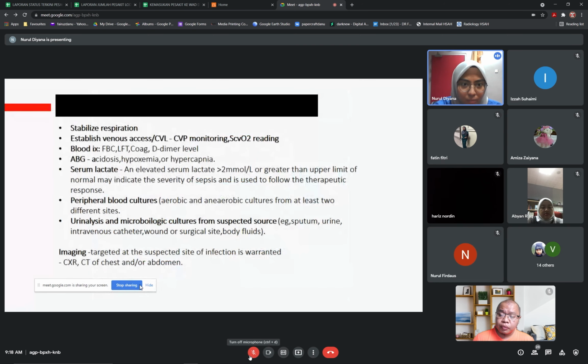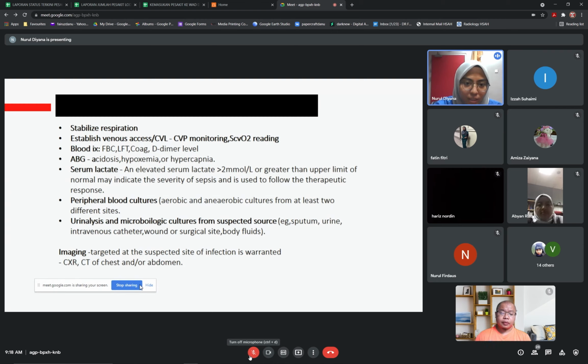So other measures are we need to stabilize the respiration, establish venous access through the CVL, then monitor the CVP or central venous oxygen saturation, then send bloods like FBC, LFT, coag, D-dimer, then ABG, which may reveal acidosis, hypoxemia or hypercapnia, then serum lactate. If more than 2 millimole, it may indicate the severity of sepsis lah.